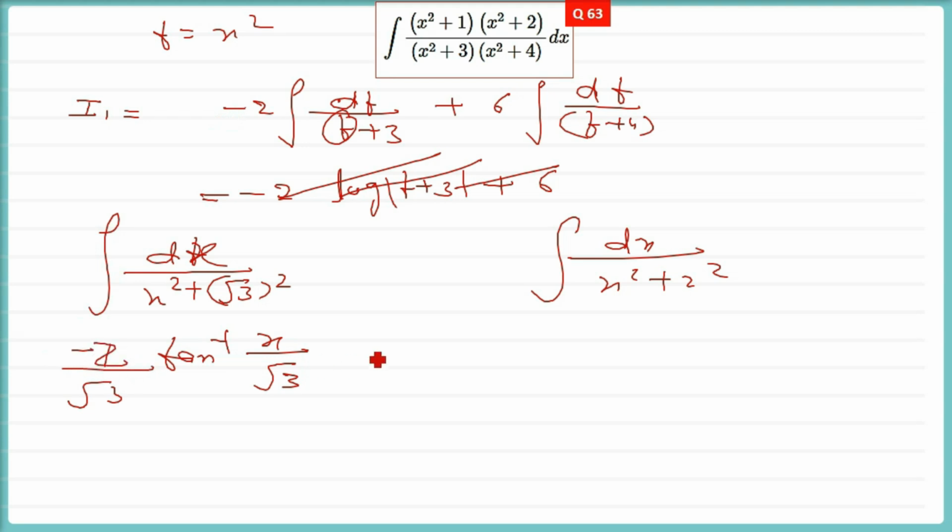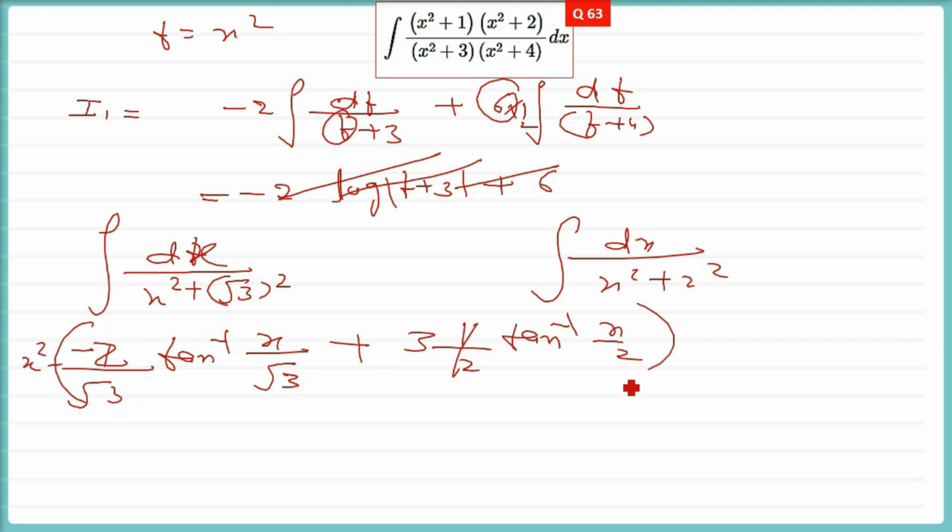So multiply this here. The second term is what? It's 6 multiplied by 1 by a, 1 by 2 tan inverse x by 2. 1 by a tan inverse x by a, which I am applying here. And 6 is already there. So 6 multiplied by 1 by 2 is 3. So I'm just writing 3 here.